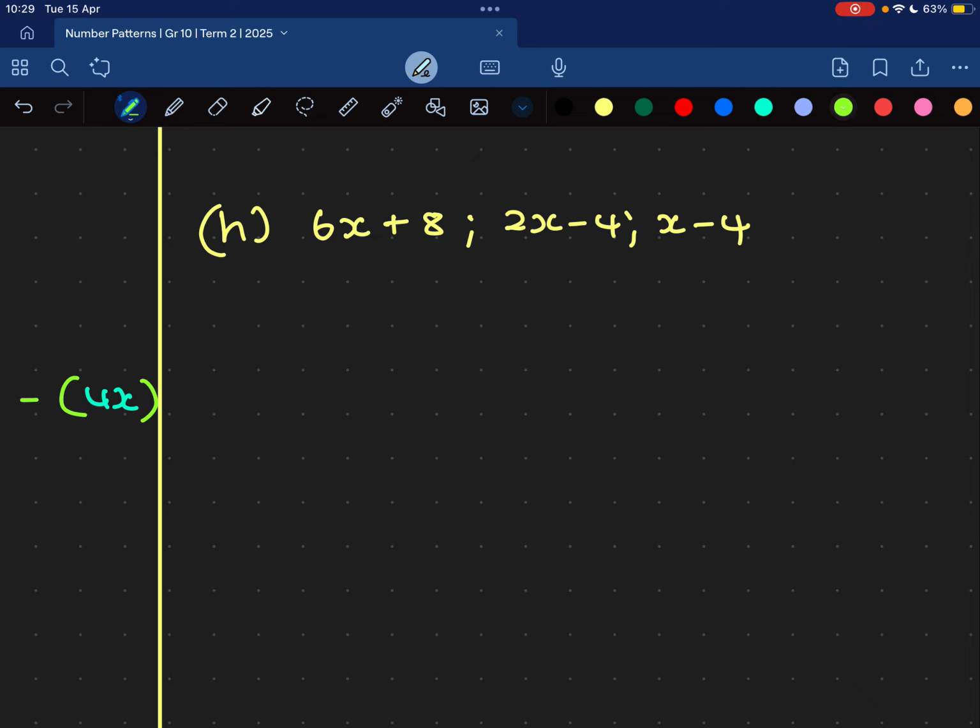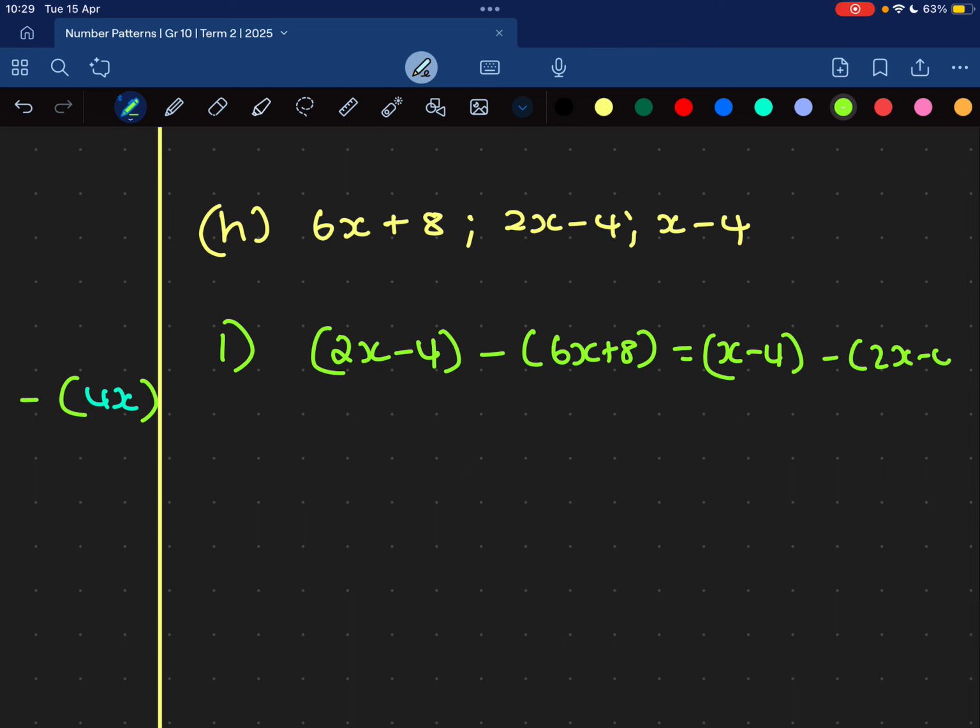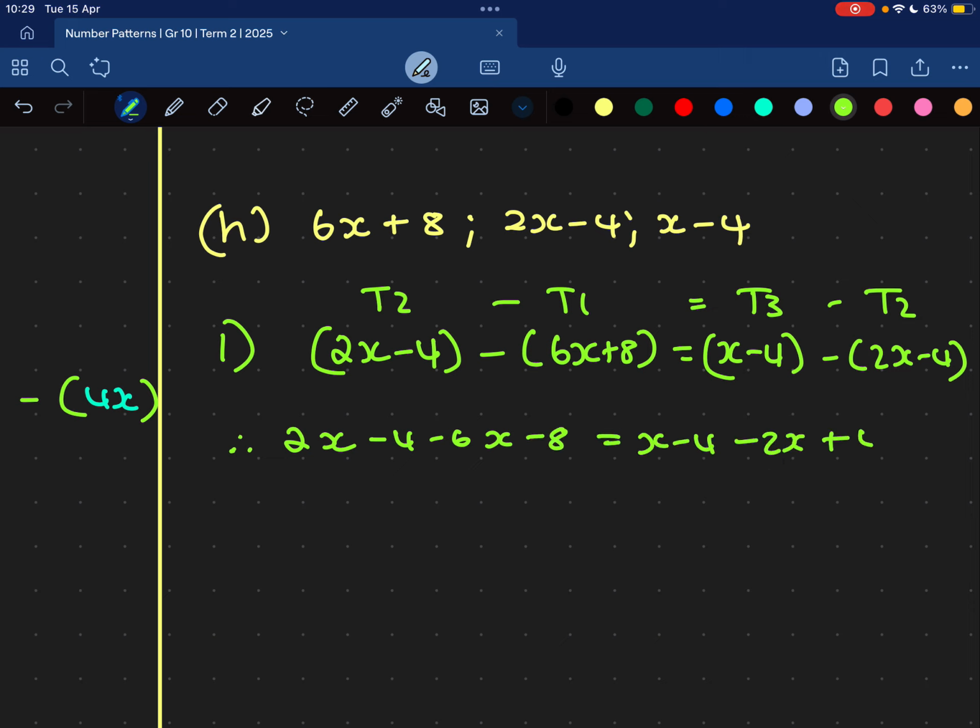The first one is to now find the common difference. So I'm going to say, well, 2x minus 4 minus 6x plus 8 must equal to x minus 4 minus 2x minus 4. Okay, it's just T2 minus T1 is T3 minus T2. You're going to simplify this, so you'll have 2x minus 4 minus 6x minus 8 is equal to x minus 4 minus 2x plus 4. Be careful there of that sign.